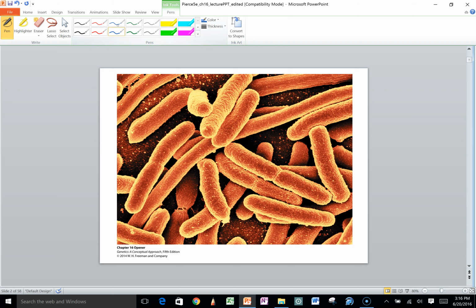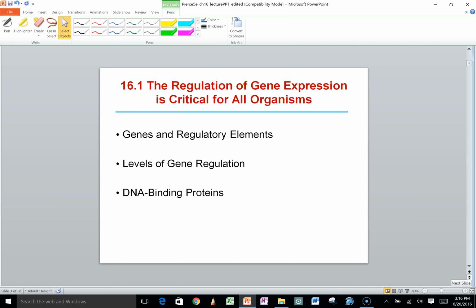You can see some of these cells dividing here, but these are bacteria, so they're pretty cool. And so this chapter starts out with a little bit of general talk about gene regulation, and then we'll get into some nitty-gritty details of bacterial gene regulation. And a big thing that came out of this, and this is sort of a really long story, is genes and regulatory elements, levels of gene regulation, and DNA binding proteins.